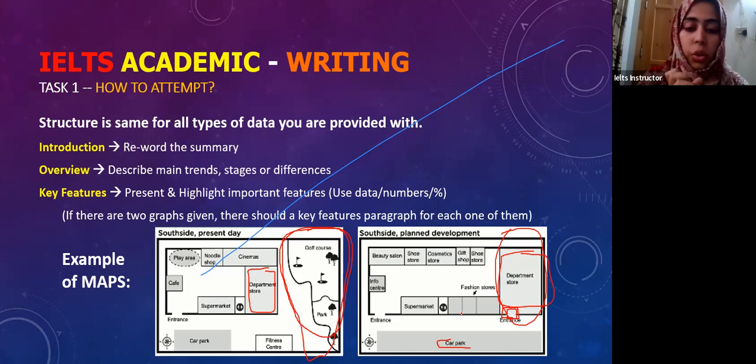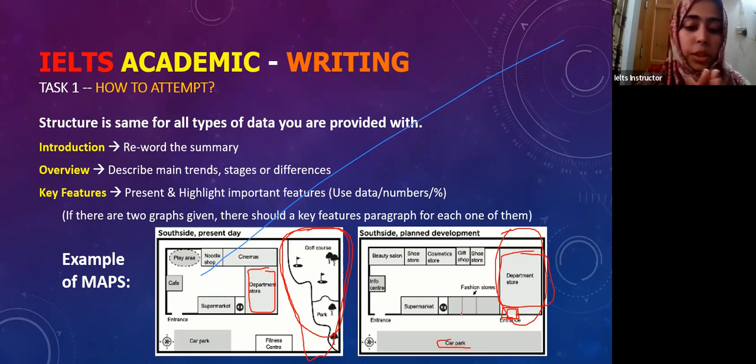So you gave the introduction: whatever you are asked in the question, you just reword it, in two to three lines. Then you wrote the overview, the prominent changes you have been seeing here. And then the key features. For example, if you are given one map, you will only need one paragraph to describe all the key features. But if you are given two maps, such as in this case, you will need to write a paragraph of key features for each one of the maps.